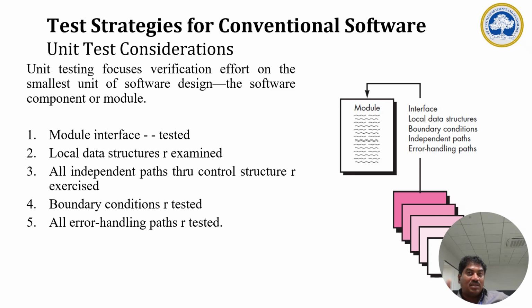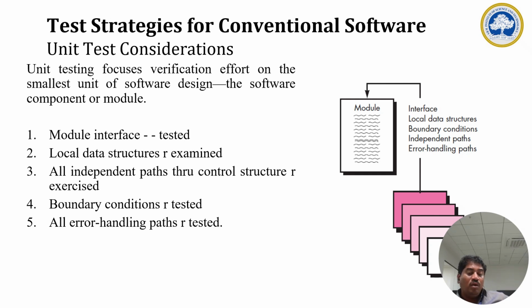Then local data structures are examined. That is a different testing. Then, in another unit, all independent paths through control structures are exercised. That is a test. Then boundary conditions are tested. Then all error handling paths are tested. So this is just an example I am saying. These are five different kinds of testing I am doing.